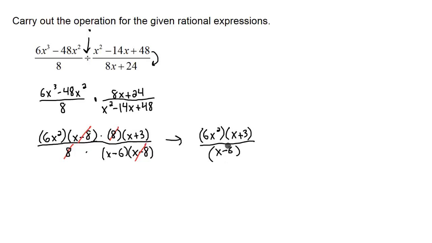So this is what we have, and it's clear that I cannot cancel anything on the top part with anything on the bottom part, so we could leave this as our final answer, with the exception that my x value cannot equal 6, because if we plug that in here, we'd get a 0 in the denominator, which cannot work.